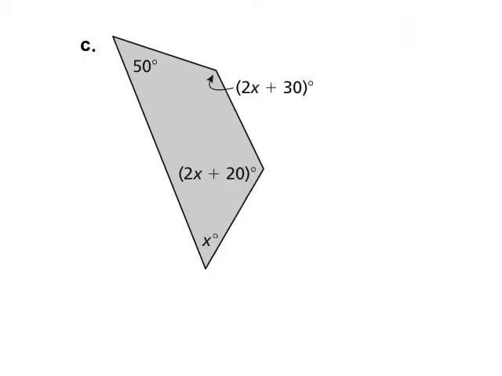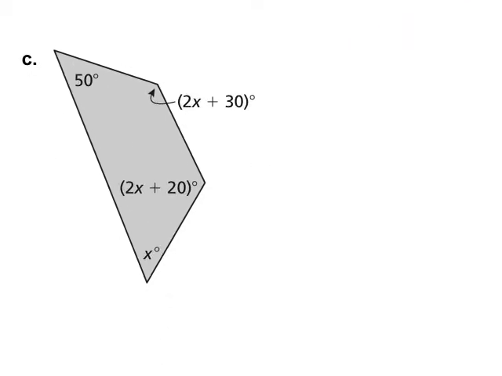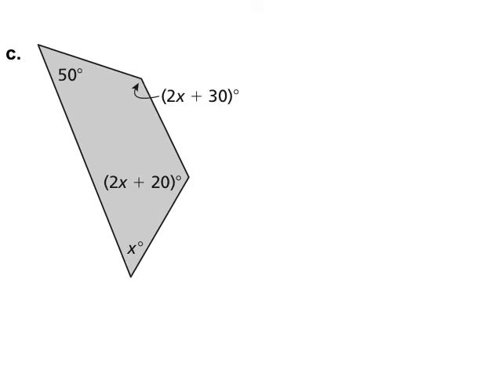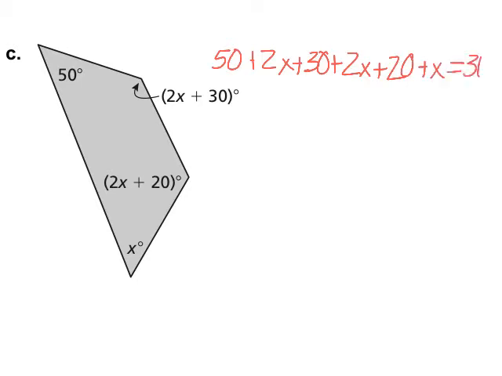Let's go to C. Okay, so C actually has 4 angles, right? It's a quadrilateral, so since it's a quadrilateral, we're adding to 360. All right, so now I'm going to add up all of my angles. I start with 50, plus the 2x plus 30, plus 2x plus 20. Again, order doesn't matter. Plus my last x. And that should equal 360 this time.